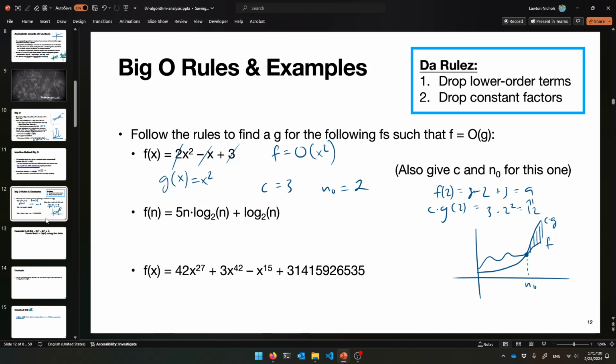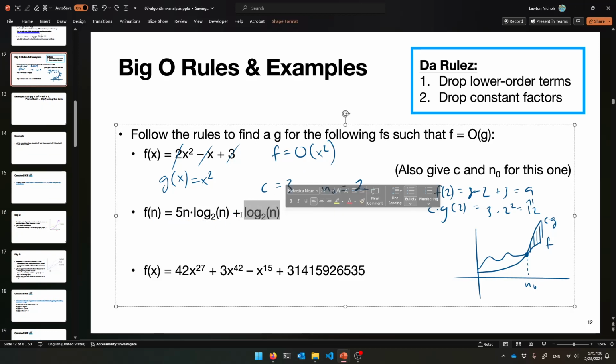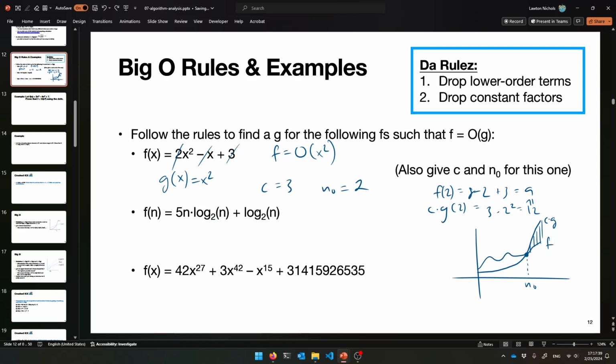And now let's try these. So f of n is equal to 5n times log base 2 of n plus log base 2 of n. All right, so where are the lower order terms? It looks like this one's n times log n. This one's just log n, so this one's the lower order term. And then this one has a constant still out in front, so let's drop that. And so just immediately, f is big O of n times log base 2 of n. See that? That's beautiful.